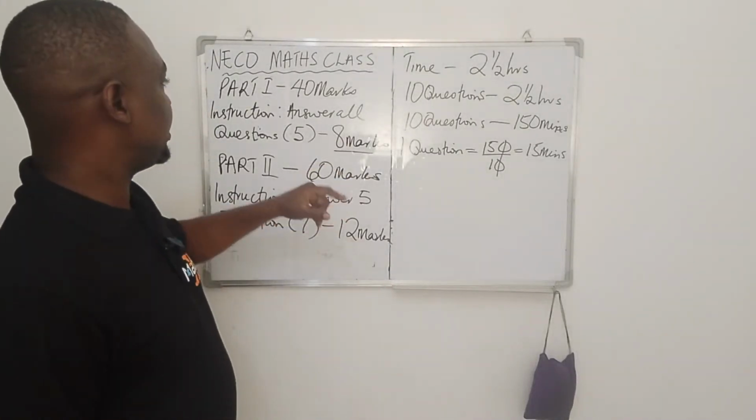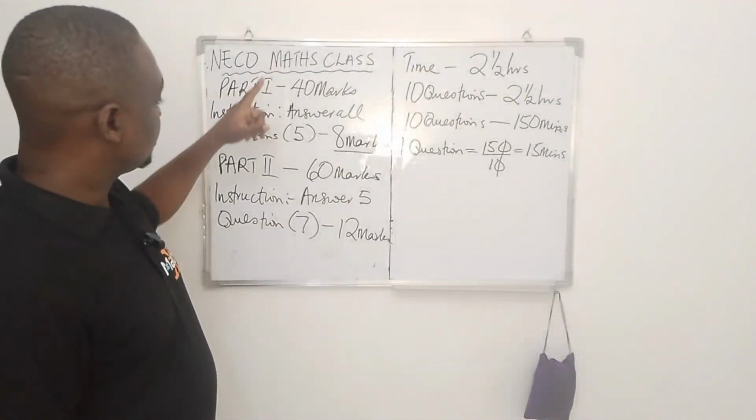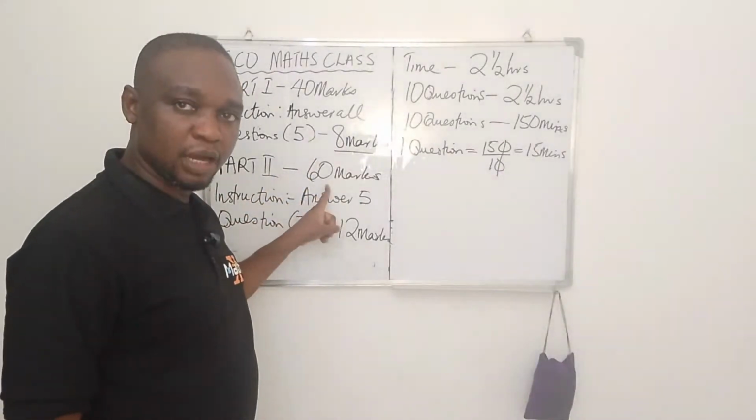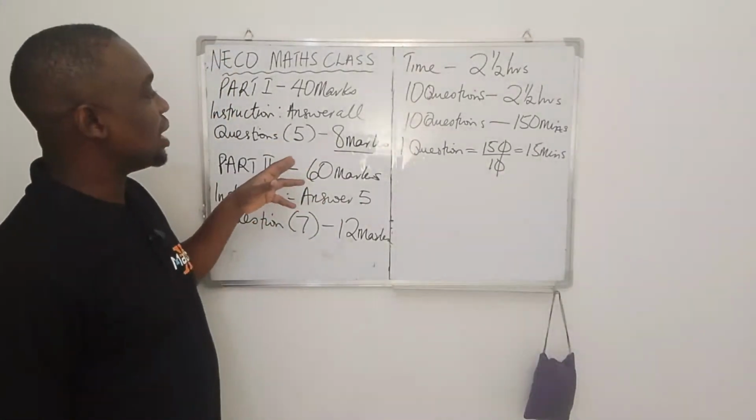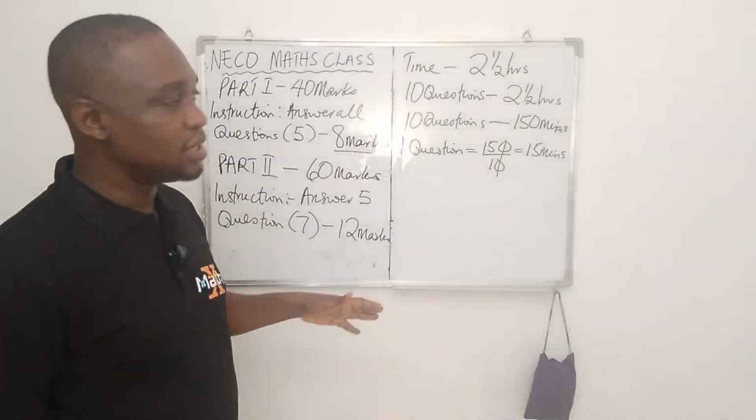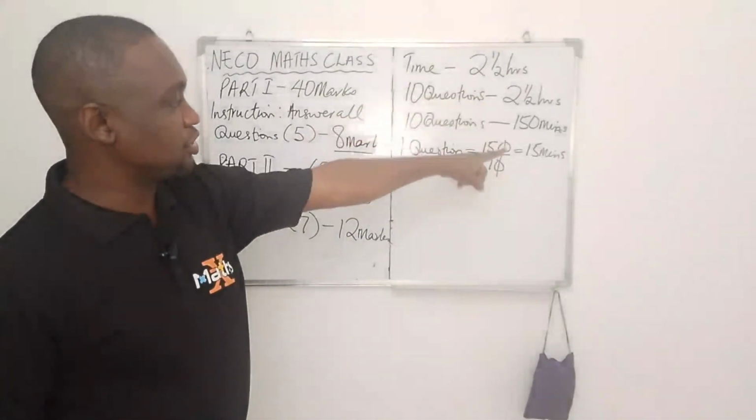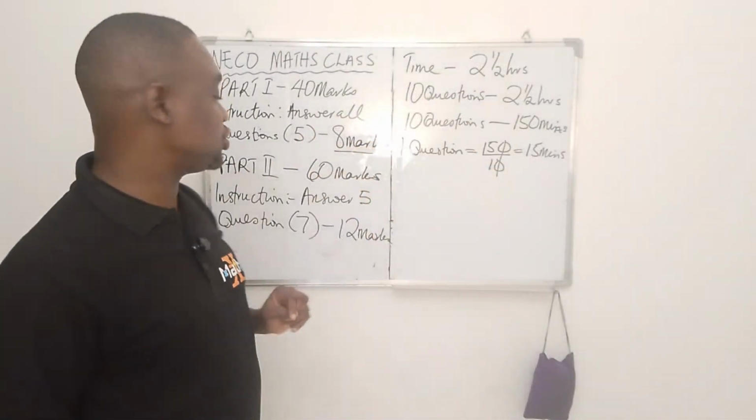The part A is 40 marks. The part B is 60 marks. So you are to answer 10 questions in 2.5 hours, which is 150 minutes actually.